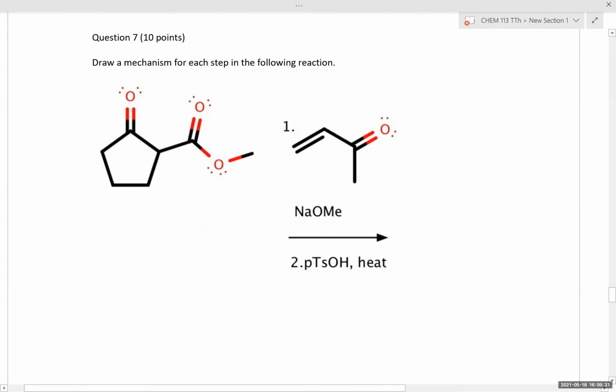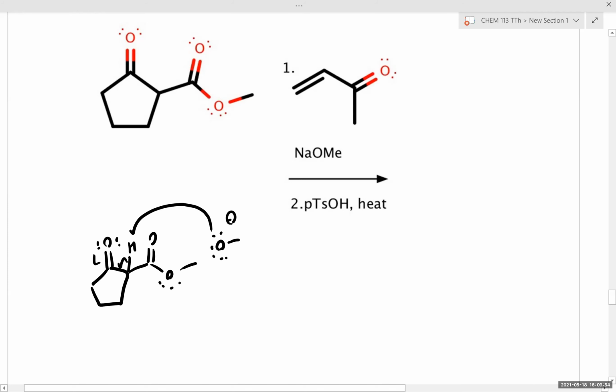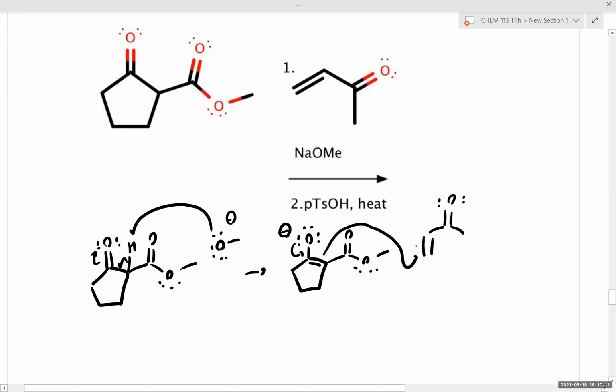So for this problem, we're asked to draw a mechanism for each step in the following reaction. So we have a beta ketoester and an enone. This is textbook conditions for a Robinson annulation. So for our first step, methoxide is going to pull off the most acidic alpha proton, which is the alpha proton adjacent to our beta keto ester. From here, we generate an enolate that can react with the electrophilic beta position of our enone.